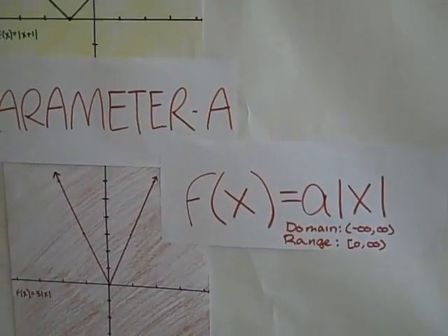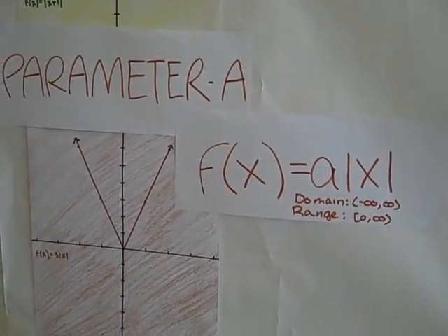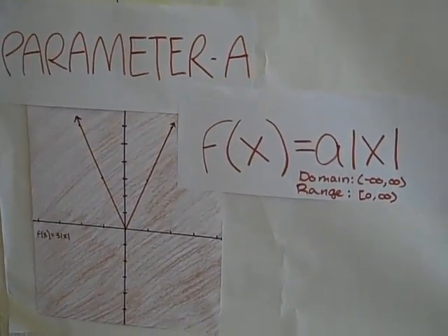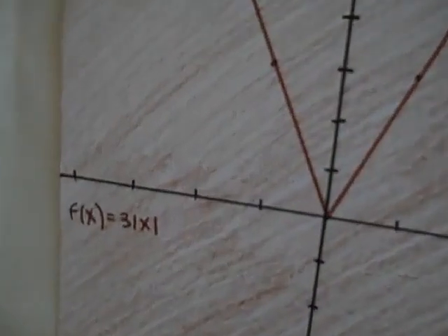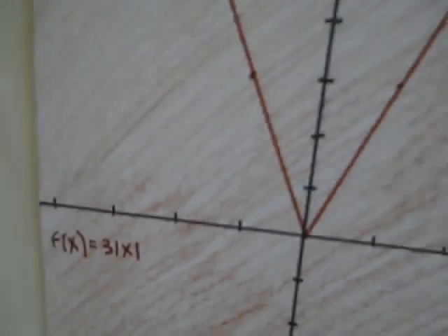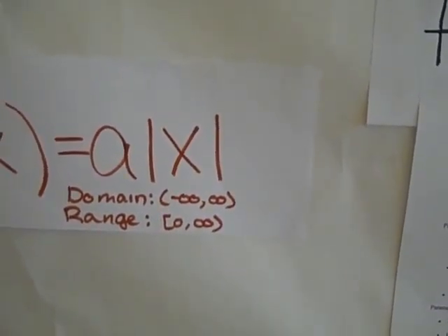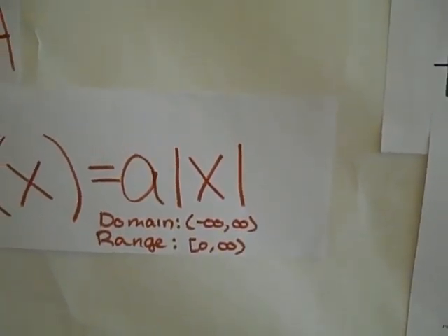With a, the vertex stays the same, and for this example, which is f of x equals 3 times the absolute value of x, the domain is negative infinity to infinity, and the range includes 0 to infinity.